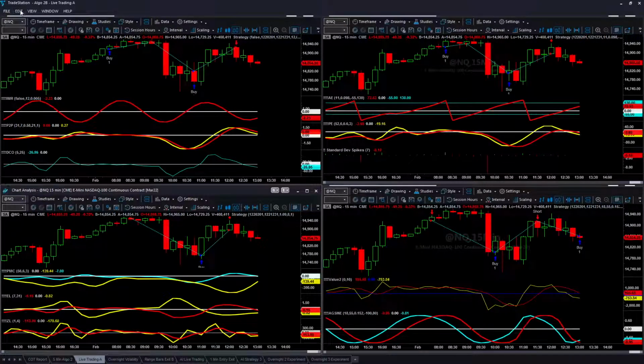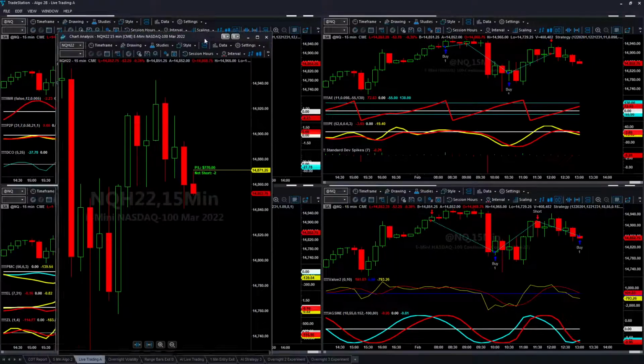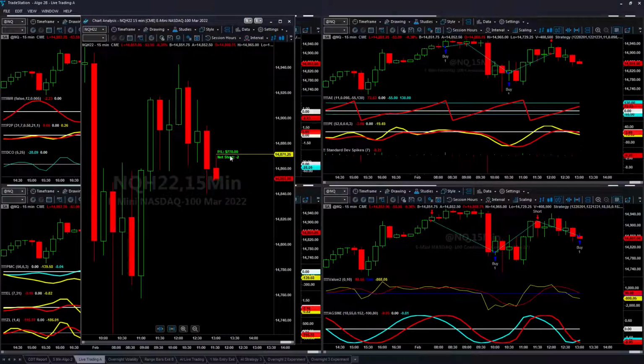Let's see how that trade's playing out right now for me on those 2 contracts that I'm short. All right, so I'm up like $700-800 on that trade right there, and we'll come back to this again as the trade plays out.